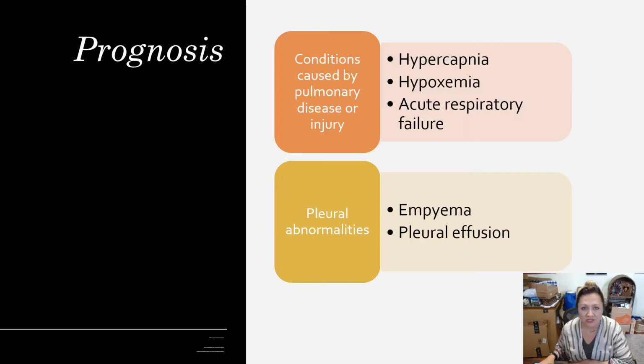Hypercapnia is the increased carbon dioxide concentration of the arterial blood and is caused by hypoventilation of the alveoli. Hypoxemia caused by respiratory alterations will result in reduced oxygenation of cells and tissues and can lead to cellular death. In acute respiratory failure, there is inadequate gas exchange, which can result from direct injury to the lungs, airways, or chest wall, or can occur indirectly as a result of disease or injury involving another body system.